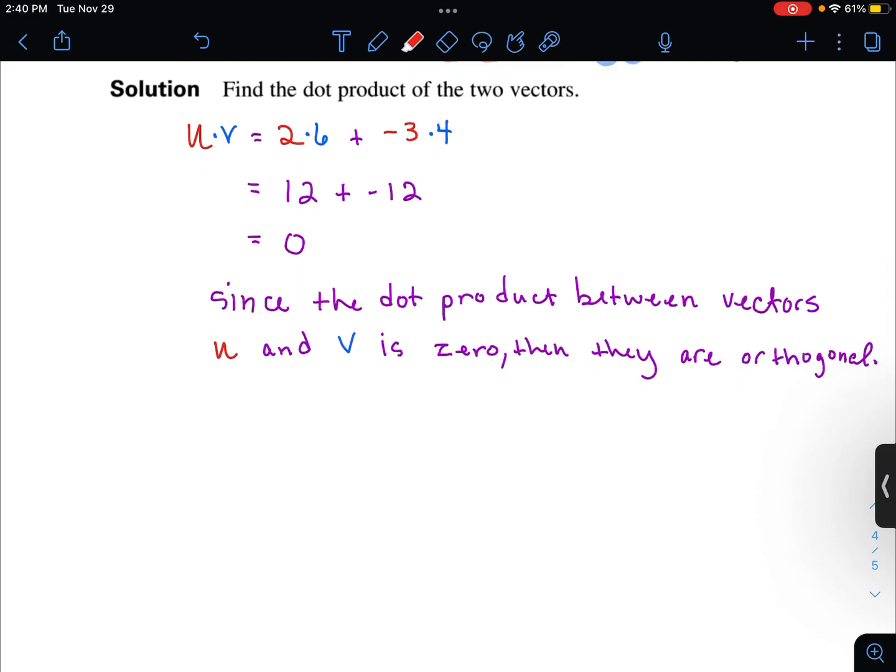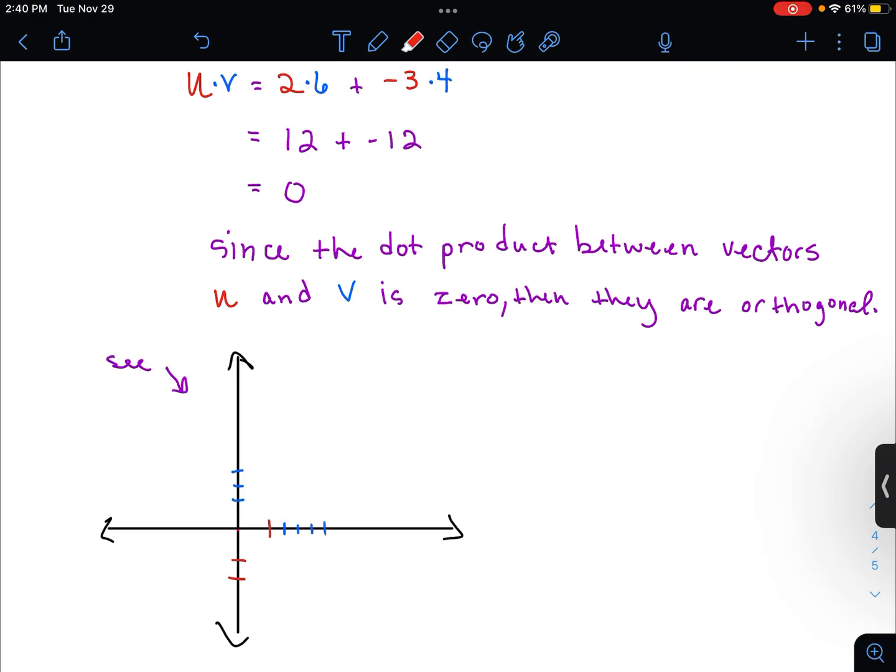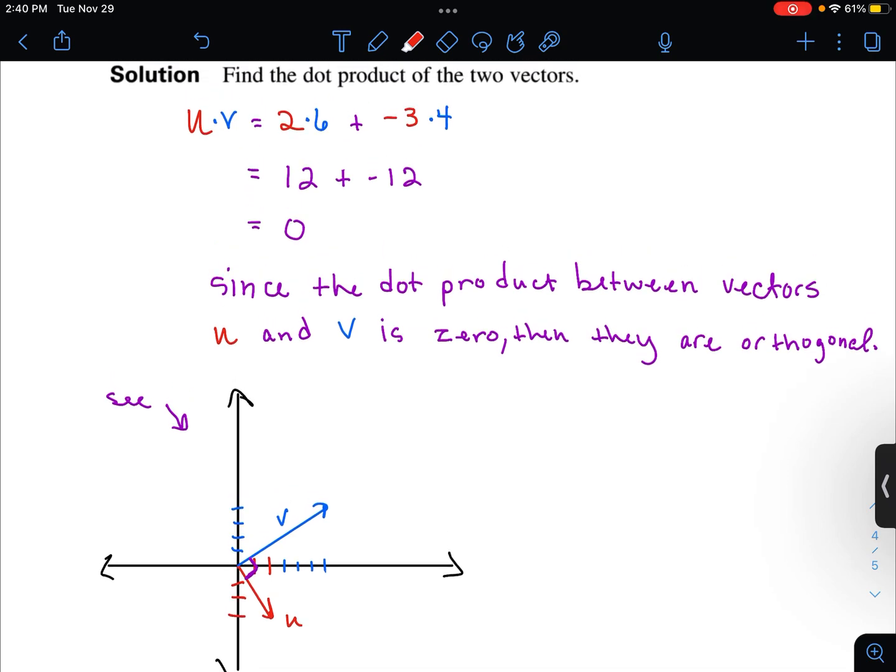I'm also going to give you a visual picture of this. If I draw the vector u, in component form it was 2, negative 3. Here's what vector u looks like. And then if I draw my vector v at 6, 4, visually this gives a rough idea that they are creating 90-degree angles, but we can guarantee by using the dot product theorem here that they are in fact going to create 90-degree angles.